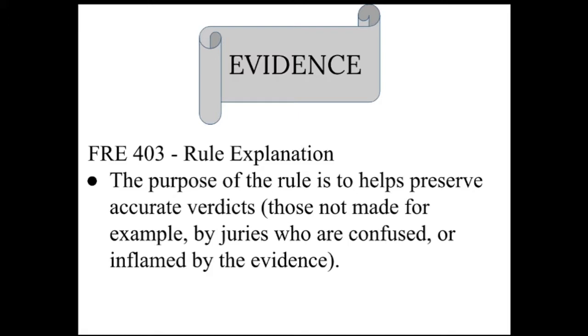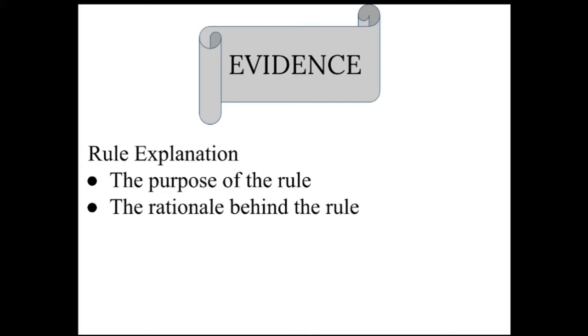Here is Rule 403 and its rule explanation. The purpose of the rule is to help preserve accurate verdicts, those not made, for example, by juries who are confused or inflamed by the evidence. That is the rule explanation for Rule 403, the purpose of this rule. So, your rule explanation should be using words like the purpose of this rule, the rationale behind this rule.